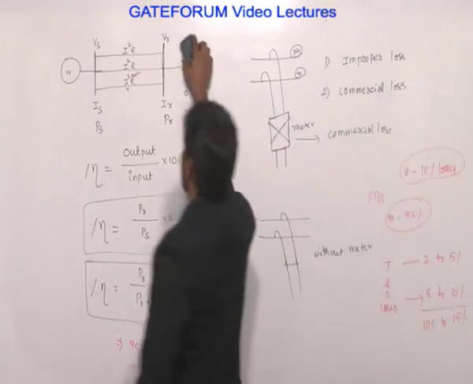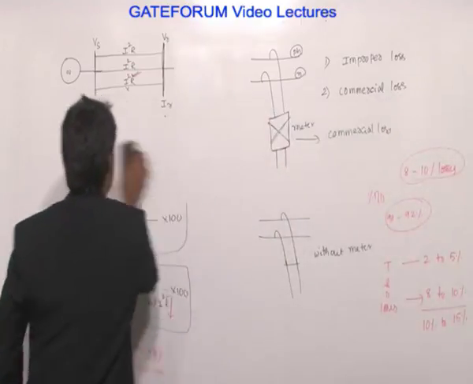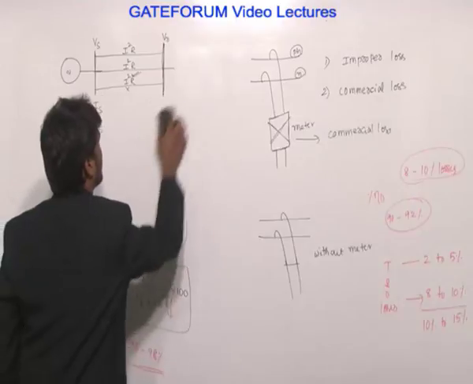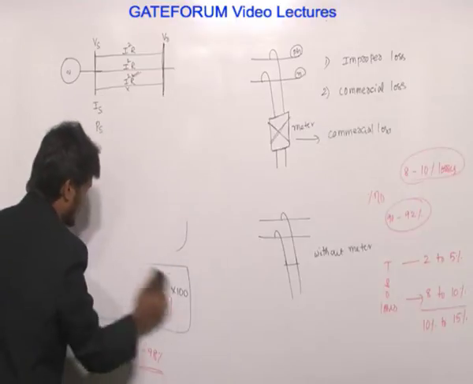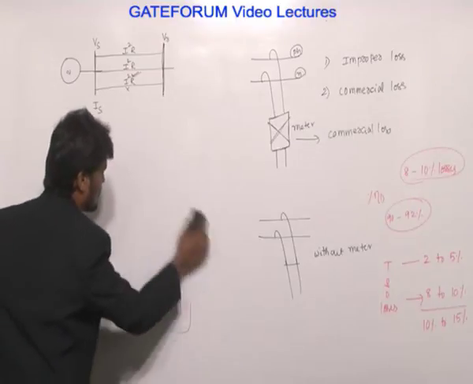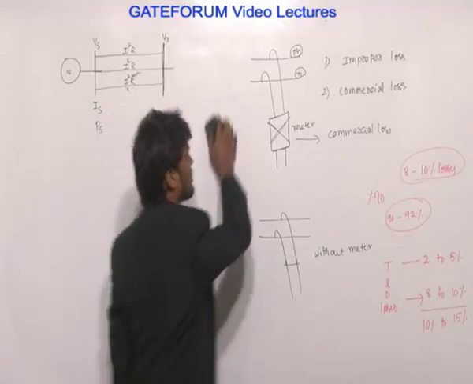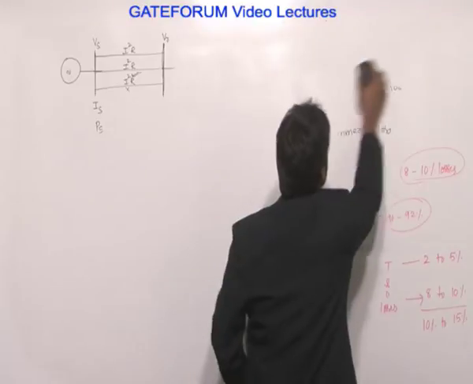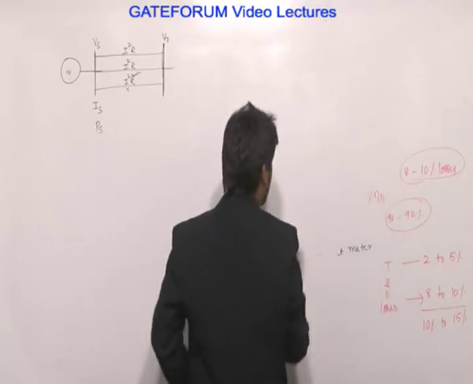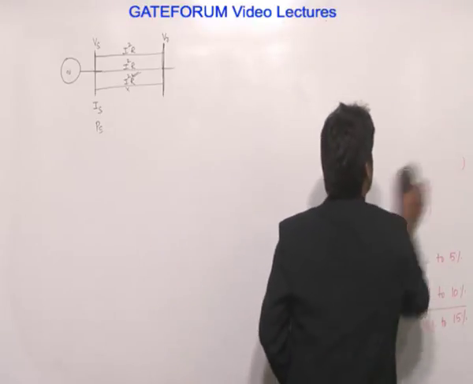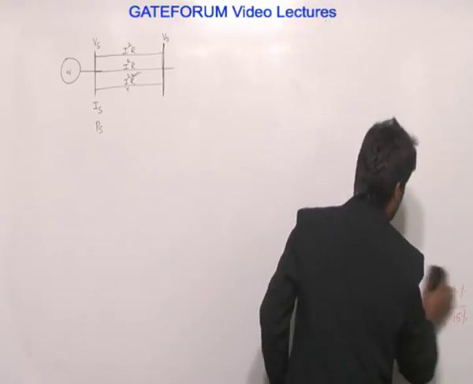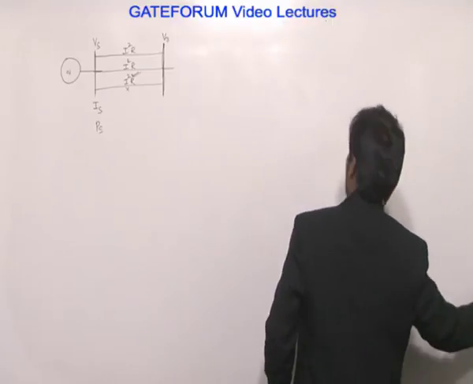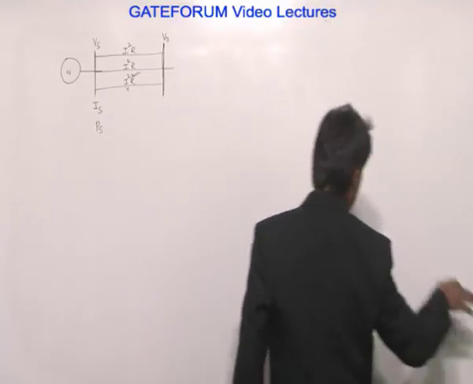Next, regulation. Transmission lines are working with high efficiency because losses are less, because efficiency depends only on resistance. The resistance of the line is very less due to the large size of the conductor. Next concept is regulation.